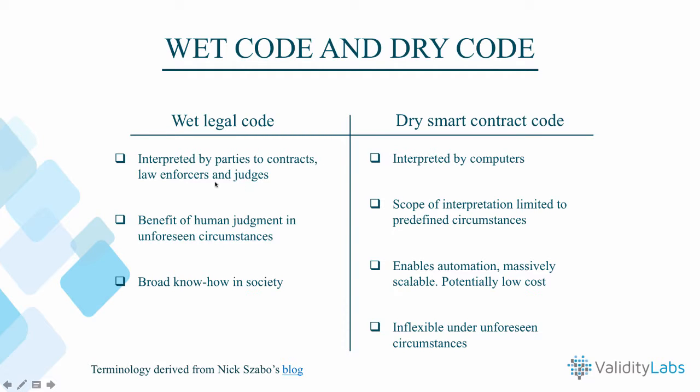Wet legal code or traditional contracts are interpreted by parties to contracts, law enforcers, and judges. On the other hand, dry smart contract code is interpreted by computers. This difference is pretty fundamental as it results in strengths and limitations for both categories of contracts. For instance, the interpretation of dry smart contract code by computers can lead to inflexibility under unforeseen circumstances. And the interpretation of wet legal code by humans can sometimes resolve unforeseen circumstances through renegotiation, subjective actions done in good faith, or the dispute resolution systems of courts.